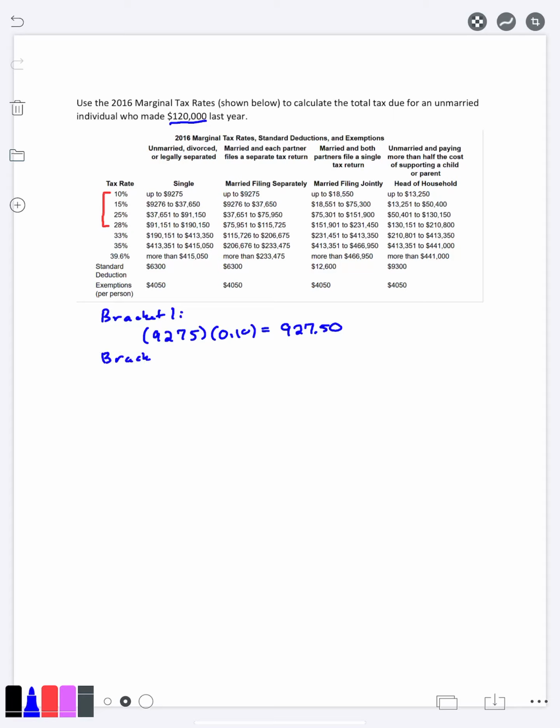Okay, then we go to bracket 2. And then we need to see how much money did he earn in bracket 2. Well, they certainly earned more than the $37,650. So they certainly earned that much. However, I'm going to subtract off the amount that was counted for the previous bracket, because we were already taxed on that $9,275. So subtraction here is the amount we earned in this bracket. We're going to multiply it by the 15% here. And when we do that, $37,650 minus $9,275, the amount in this bracket is $28,375. Multiply that times 0.15 here, and the amount of tax owed for this part would be $4,256.25. So we're going to go ahead and keep a running total over here of the total amount of tax that we are going to have to pay.